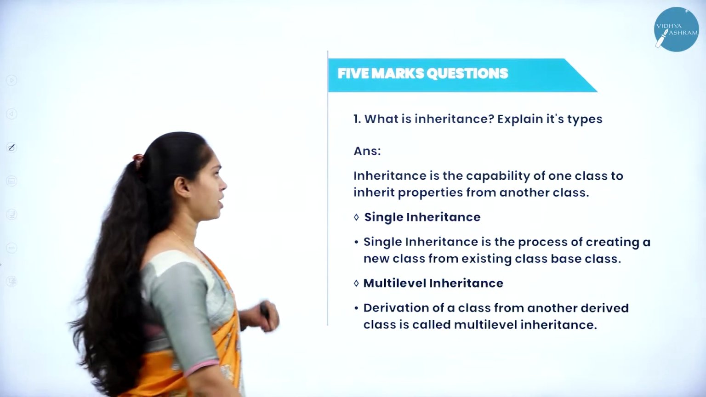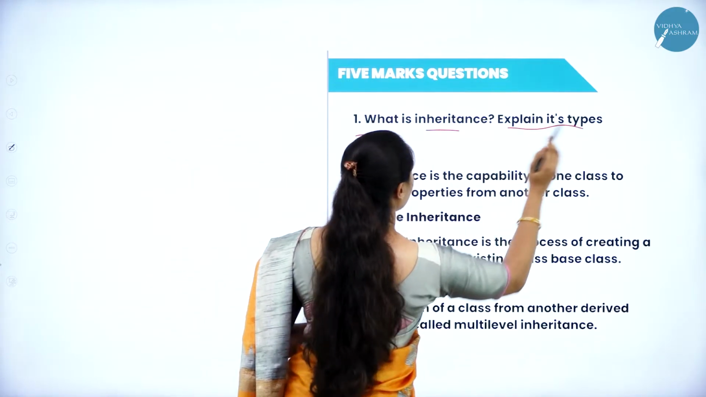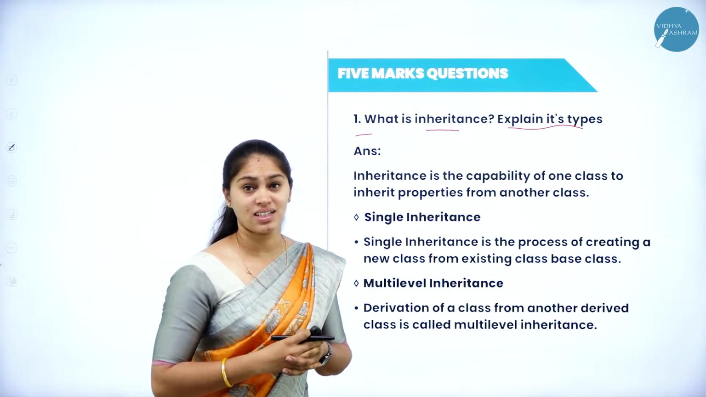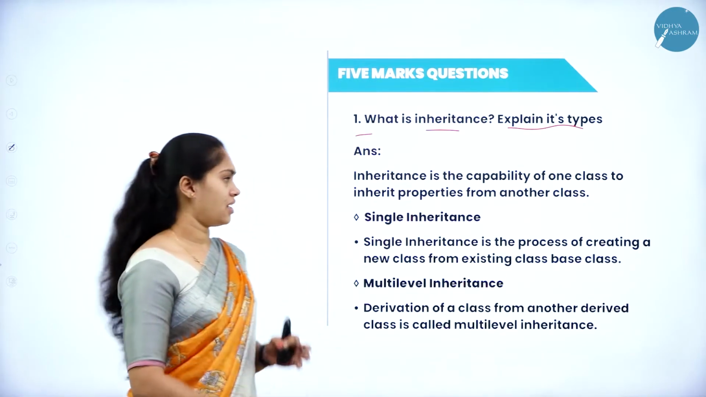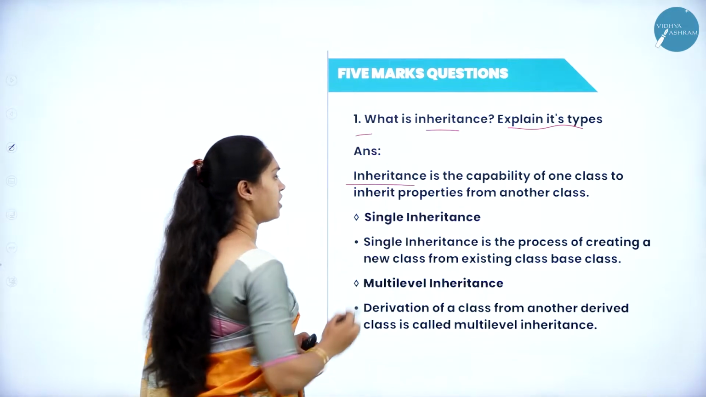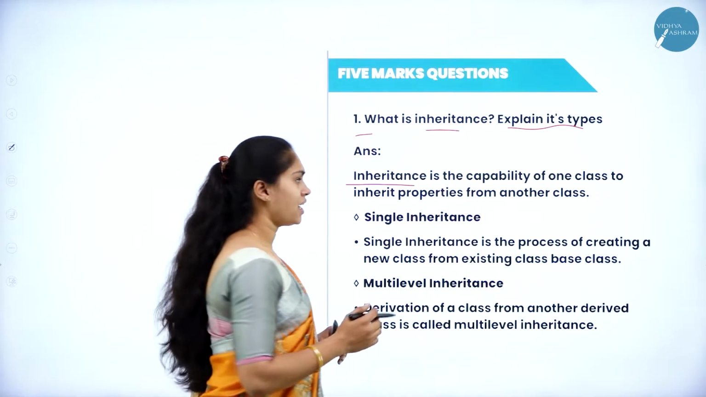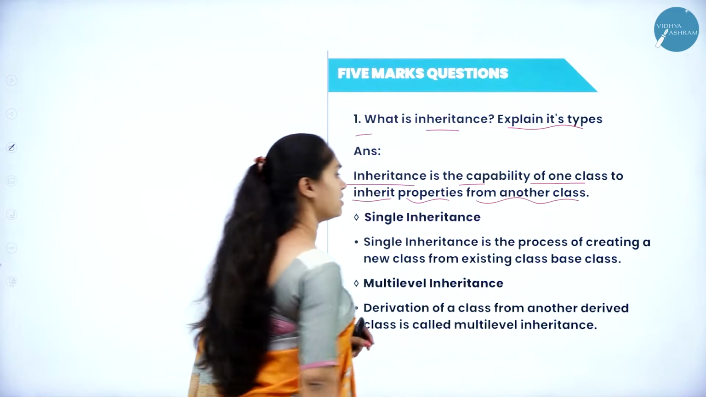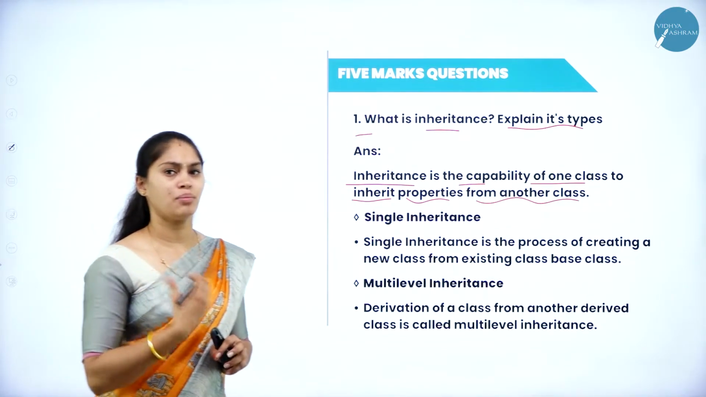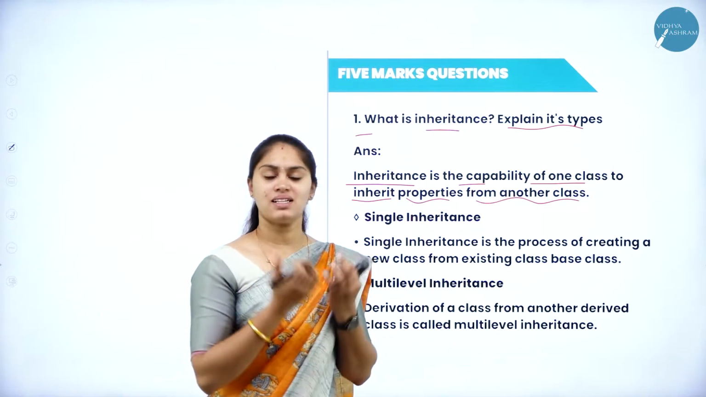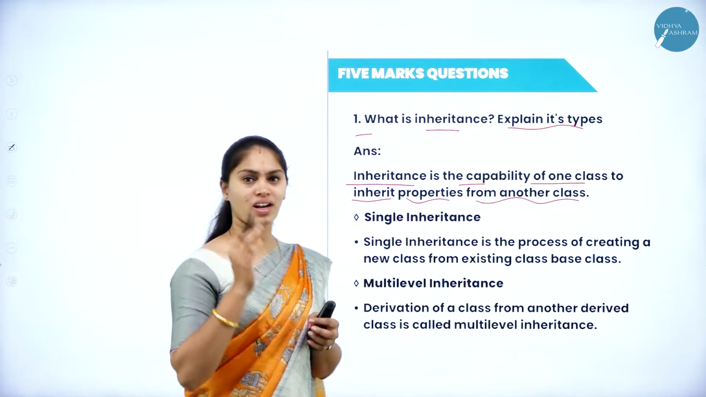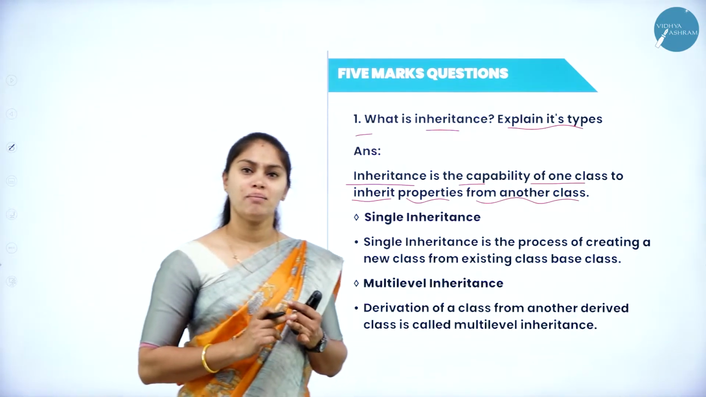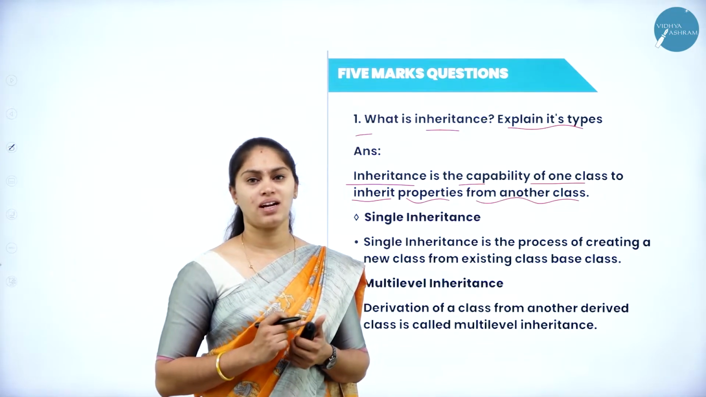Now we'll see the 5 mark question. What is inheritance? Explain its types. I'm taking them together in order to make you understand the types of inheritance. What is the definition of inheritance? It is the capability of one class to acquire or inherit the properties from another class. When we are acquiring the properties of one class into another class, that process is considered inheritance. And what are the types of inheritance we have? 5 types: single, multi-level, multiple, hierarchical, and hybrid.